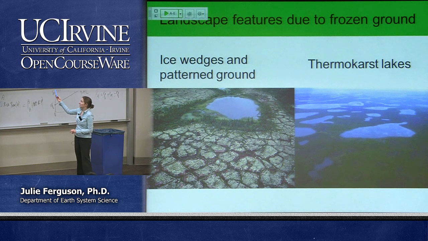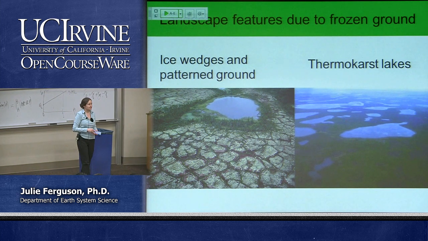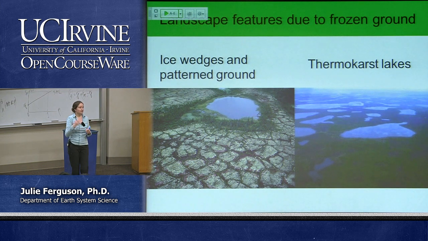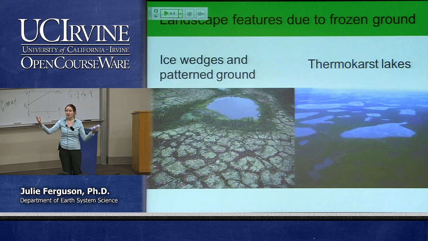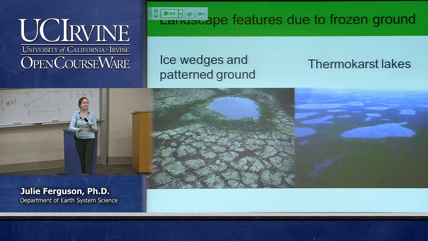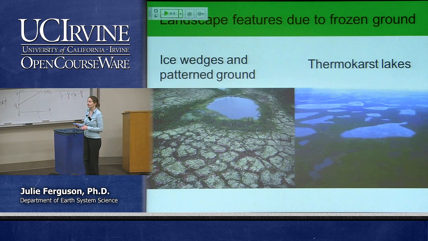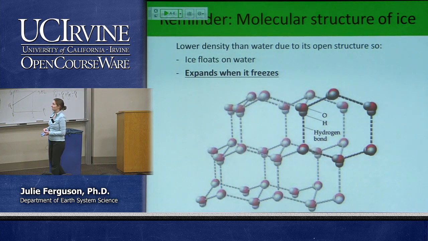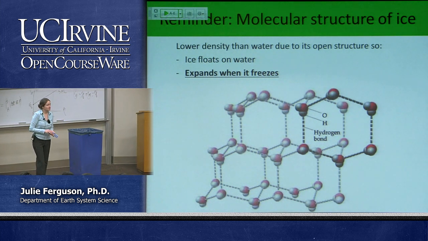And then over here we have thermokarst lakes. And if you've ever flown over Canada, parts of Alaska, you'll have looked down and you'll have seen masses and hundreds and thousands of lakes. And a lot of that is because there is this permafrost that's impermeable underneath, forming our lakes. Okay. So as a reminder, this is what our ice structure looks like.